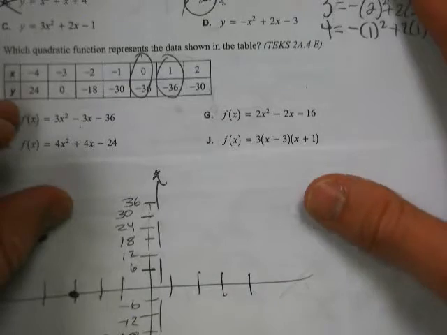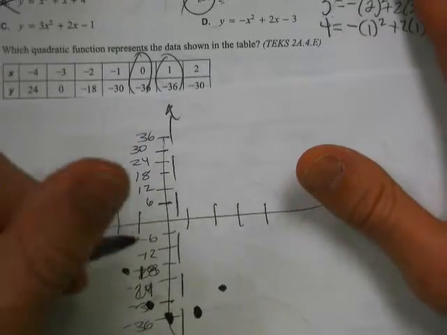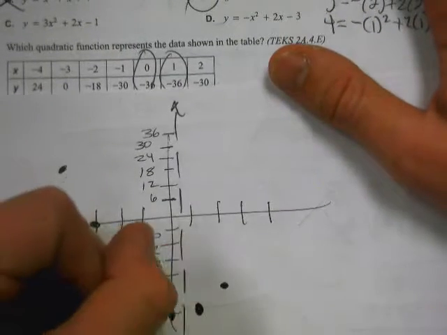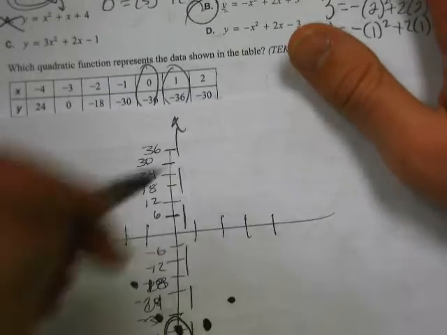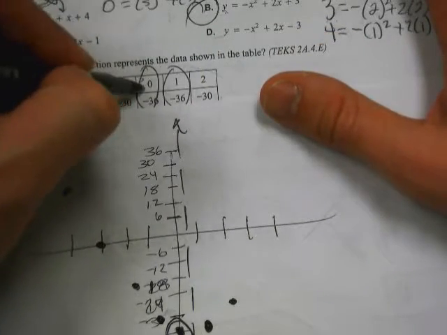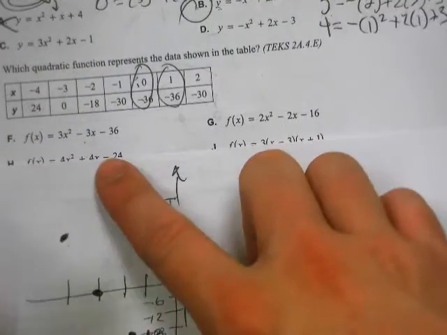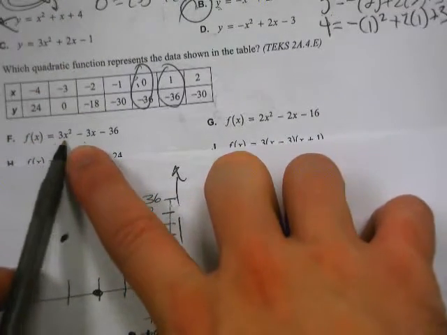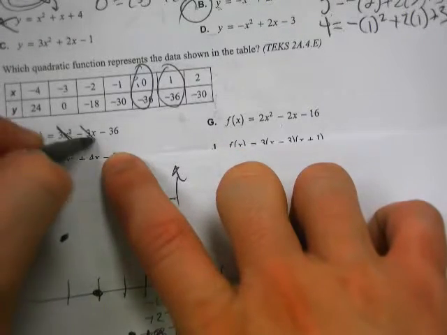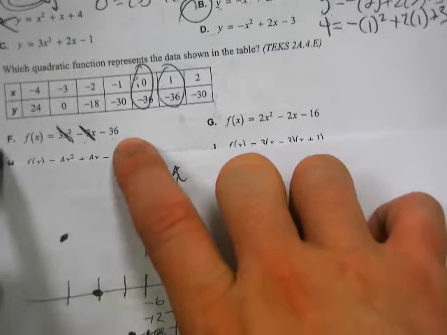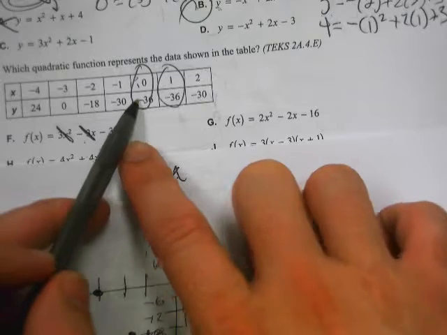But if you think about it, your y-intercept happens here at 0, negative 36. So what that means is when x is 0, y has to equal negative 36. So I look through my equations. If I put in a 0 here, this will go away to 0. If I put in a 0 here, this will go to 0. And I'm left with y equals negative 36. This seems to work for us.